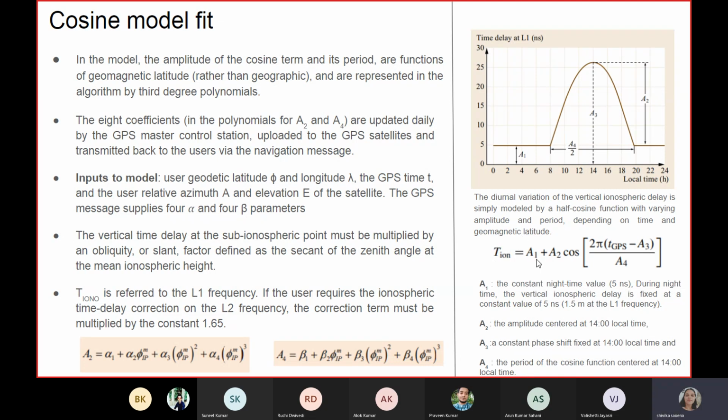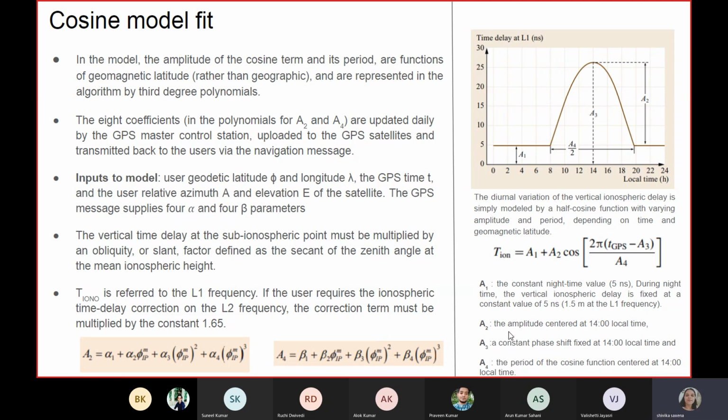So T ion can be written as A1 plus A2 times the half cosine function, cos of 2 pi (t GPS minus A3) by A4. A1 is the offset. This is the function that represents this model here. A1 is the constant nighttime value. During night time, the vertical ionospheric delay is fixed at a constant value of 5 nanoseconds. So for night, we are assuming a fixed delay because not much ionization is happening at night. We are assuming a fixed value, that is A1.